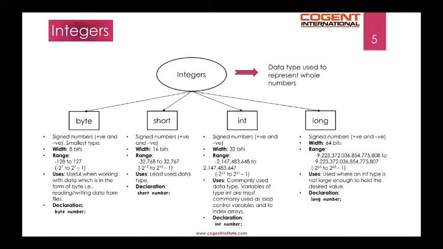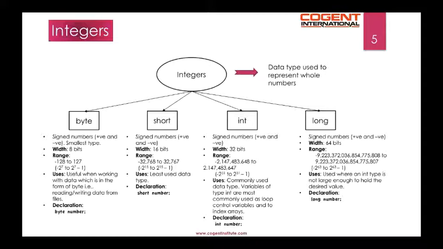Next is int, which can represent signed numbers, both positive and negative. It has a width of 32 bits, which produces a range of -2,147,483,648 to 2,147,483,647. It is a very commonly used data type. Variables of type int are most commonly used as loop control variables, as we have seen, and also to index arrays, which we will see later. It has a general declaration form as shown below: int, space, and the identifier, in this case number.